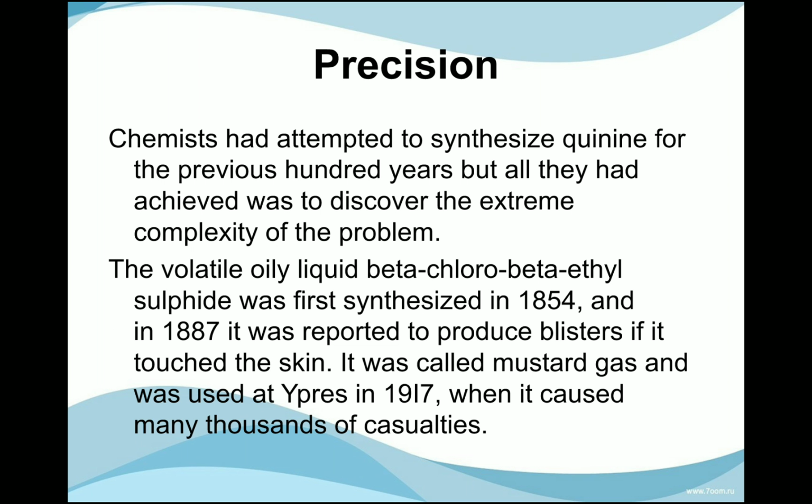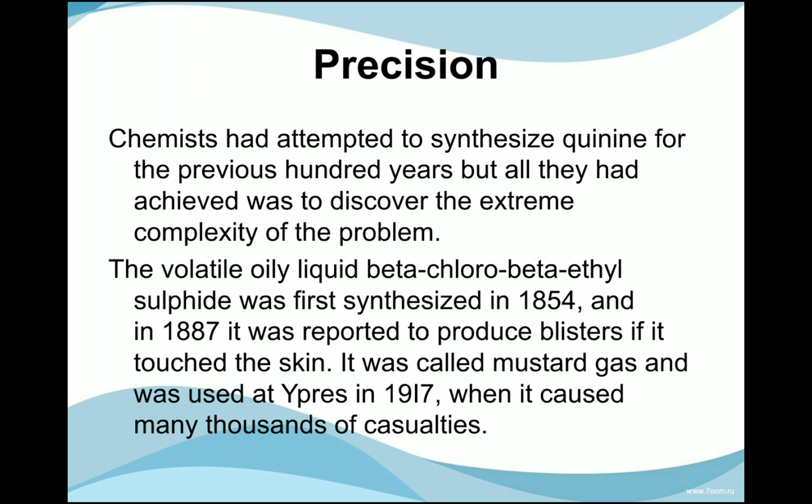In academic writing, facts and figures are given precisely. You need to be precise when you use information, dates, or figures. Don't use a lot of people when you can say 50 million people. For example, chemists had attempted to synthesize quinine for the previous 100 years, but all they had achieved was to discover the extreme complexity of the problem.